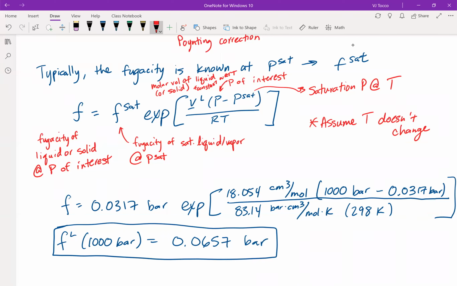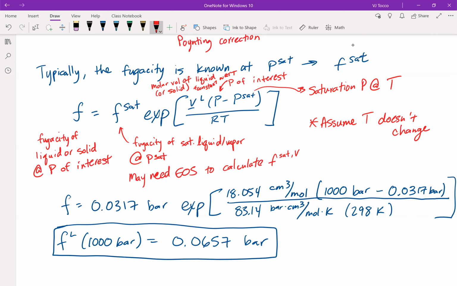One more thing that I'd like to mention is that if we do not know what the saturation fugacity is, this is where we'd need an equation of state. So you can reason this by saying that this F sat is the fugacity of the saturated liquid at equilibrium. Because it's saturated, it's also equal to the fugacity of the vapor. So you may need an EOS to calculate the fugacity of saturation for the vapor phase.